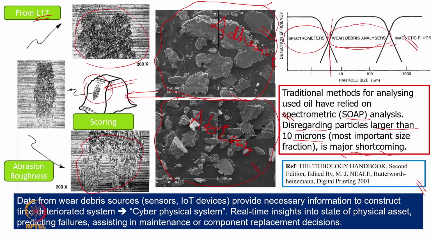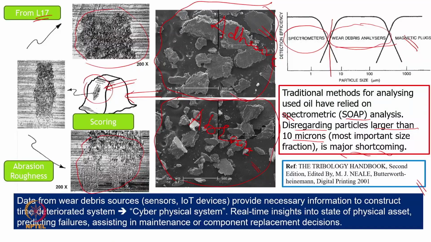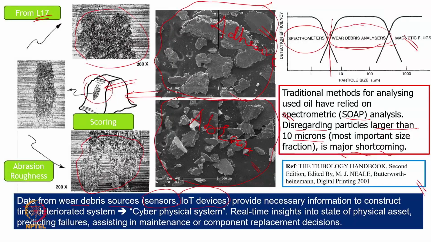Now what is the way ahead? This information has already been given and published. The next thing is data from wear debris analysis. Now we can utilize it, because we know that a number of sensors have come up, and we can go for online analysis, which we call wear debris analysis. Or maybe we can make some sort of IoT based sensor which can give us the information.